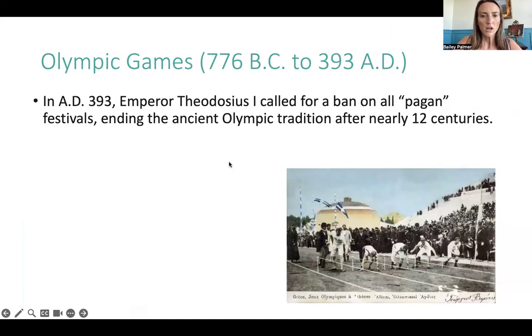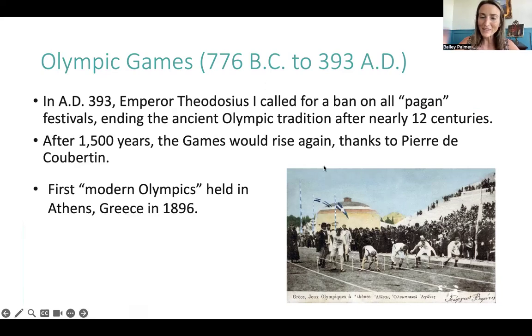And so the Olympics lasted from 776 all the way up to crossing into 393 AD. But then there was this emperor who wanted to ban all pagan festivals. And so that ended the ancient Olympics for almost 12 centuries, which is very wild. And then after that 1500 years where we had no Olympic Games, they did rise again, thanks to Pierre de Coubertin, who was a Frenchman who decided that the Olympic Games should be held again, and they should be held in the place where they first started in ancient Greece.